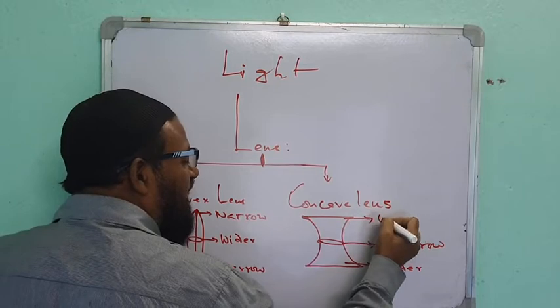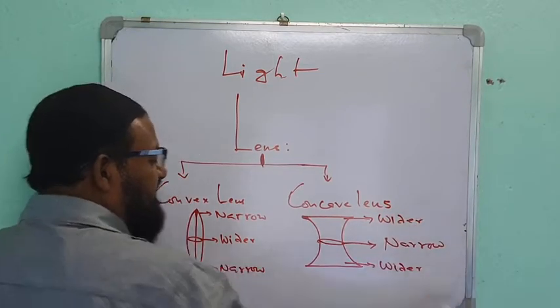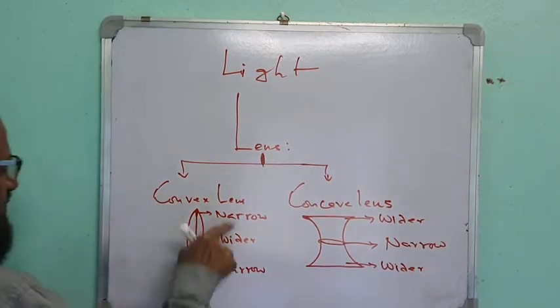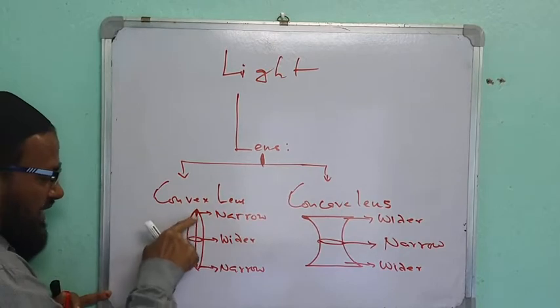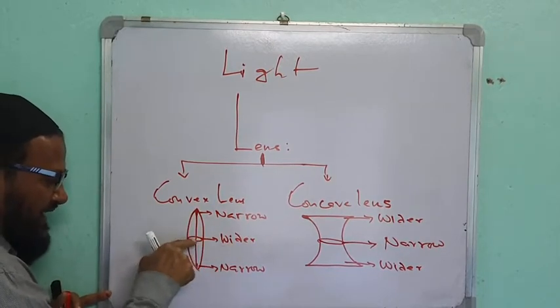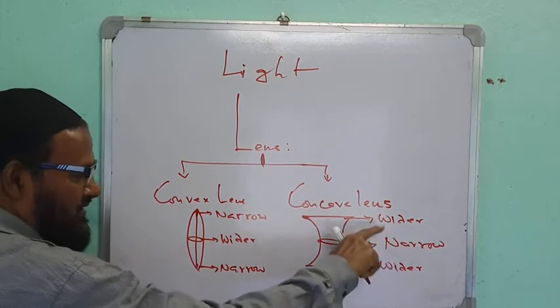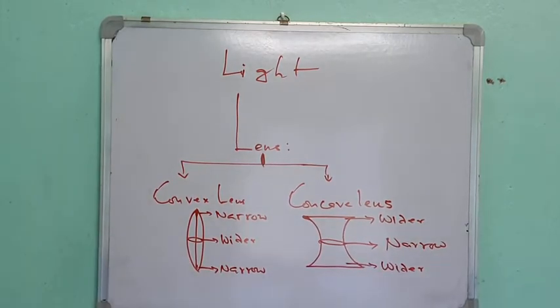This part is wider. This is the basic character of the convex lens and concave lens. Narrow at both ends, wider at the middle: convex lens. Narrow at the middle, wider at both ends: concave lens. Okay? Next part.